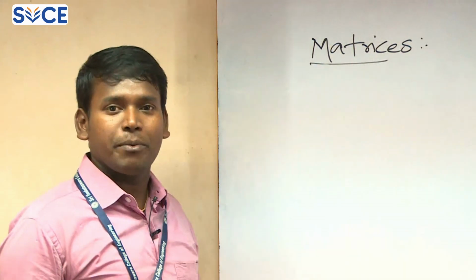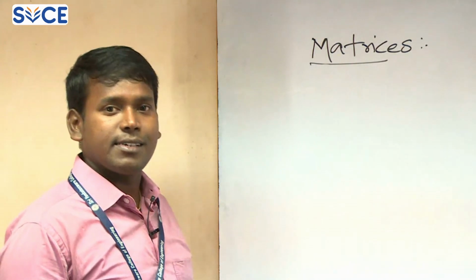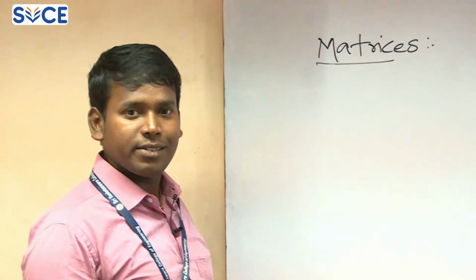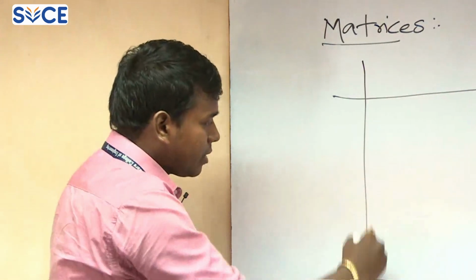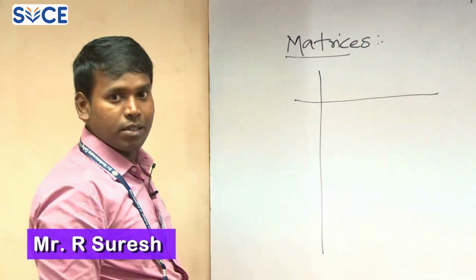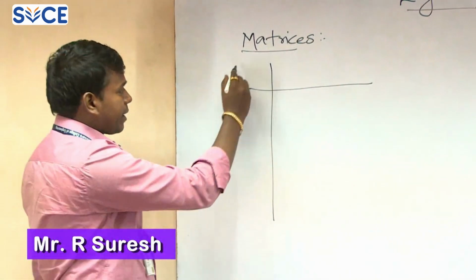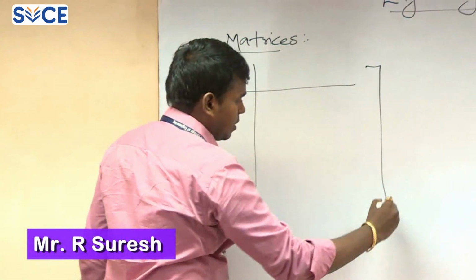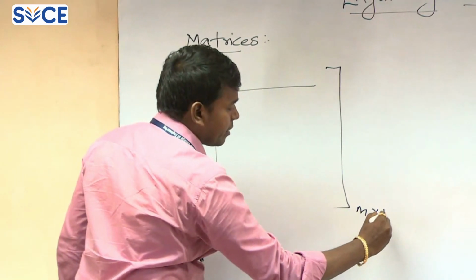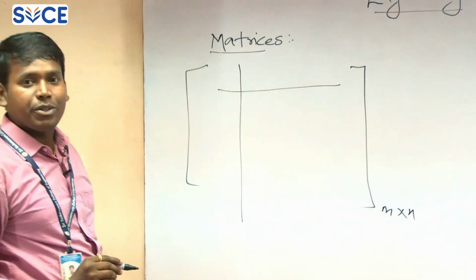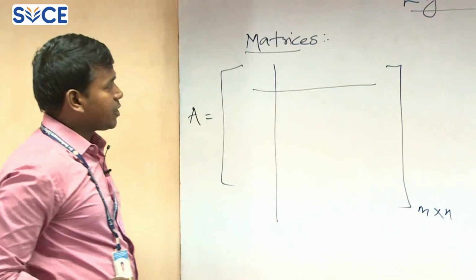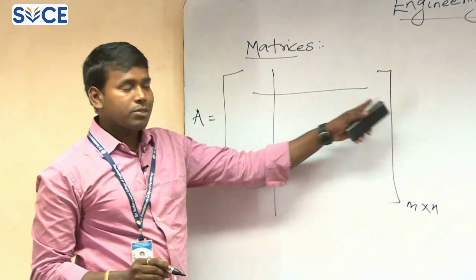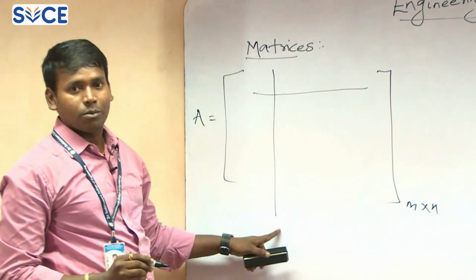First, the definition of matrices. A matrix is a rectangular array of numbers arranged in m horizontal rows and n vertical columns enclosed by a pair of brackets, that is m by n. Matrices are usually denoted by capital letters, that is capital A equal to, so this denotes m rows and this denotes n columns.